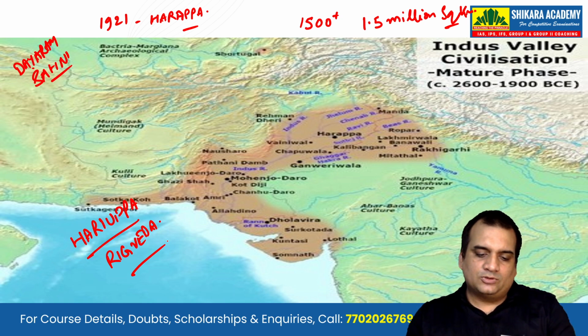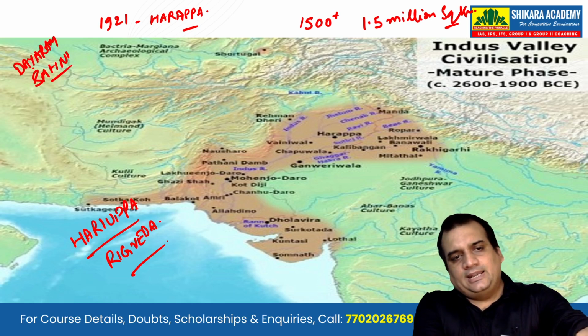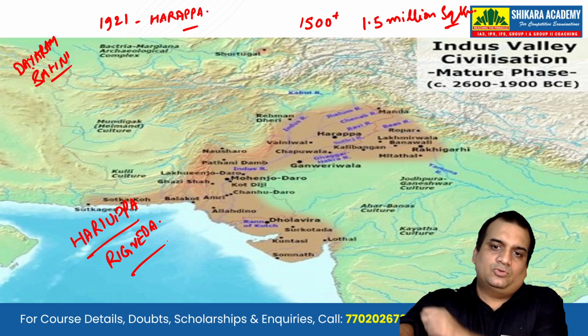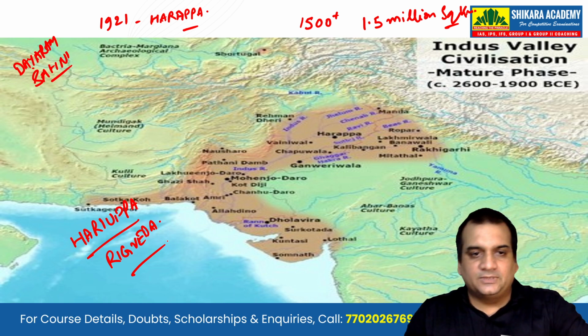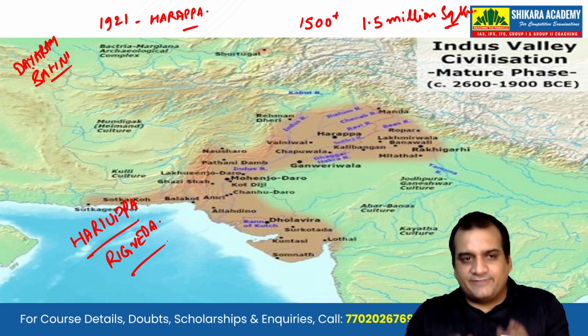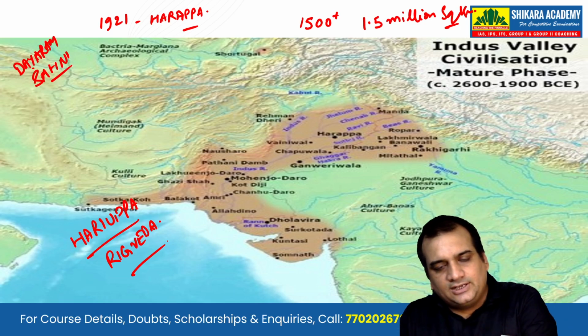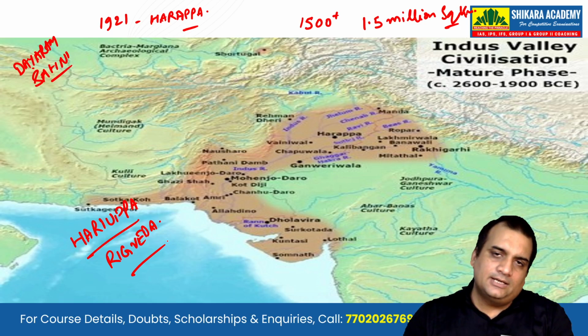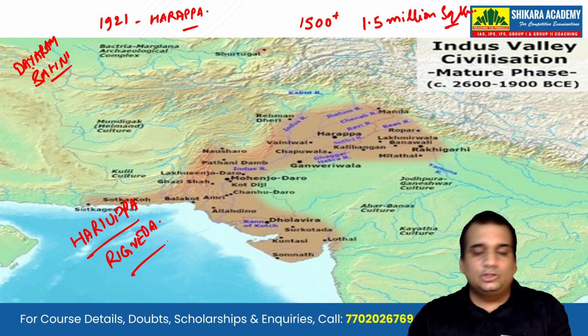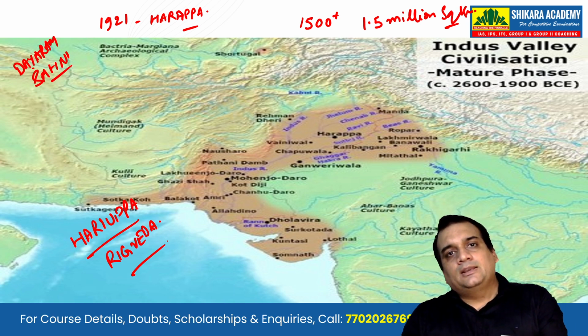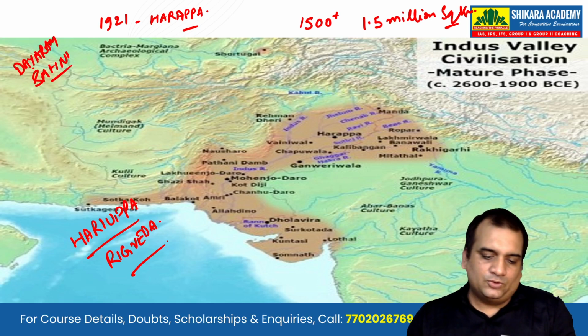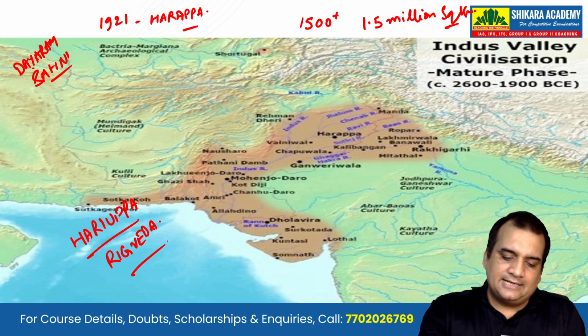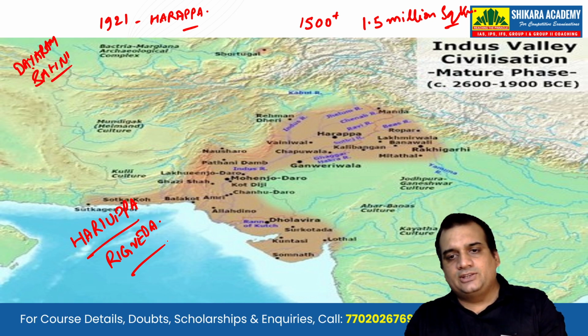In 1921, when Dayaram Sahni excavated it, it came to be known as the Harappan civilization, because of the first site. Along with Indus Valley civilization, we also call it the Harappan civilization. It was also mentioned by John Marshall then.